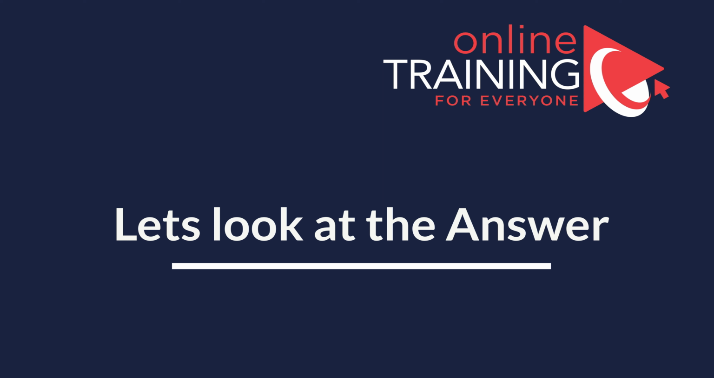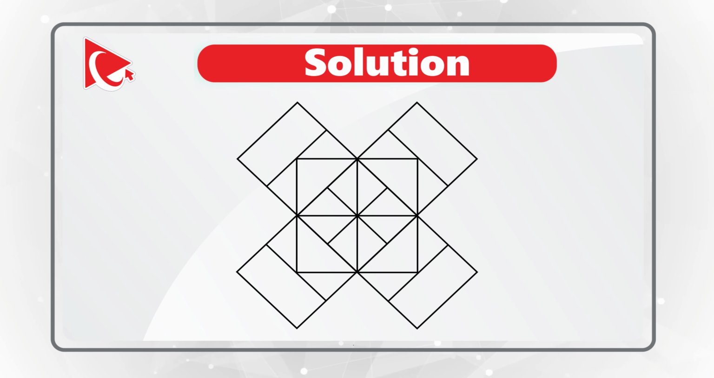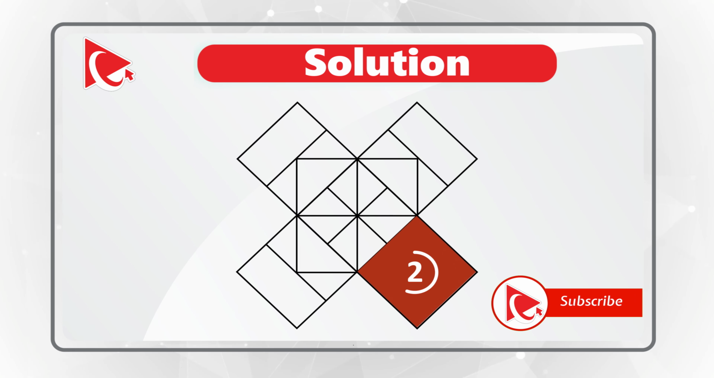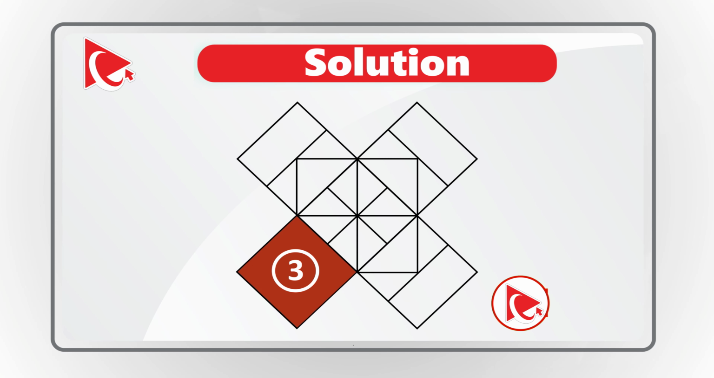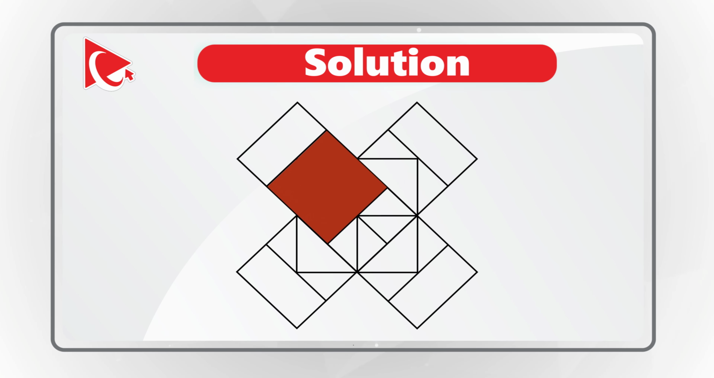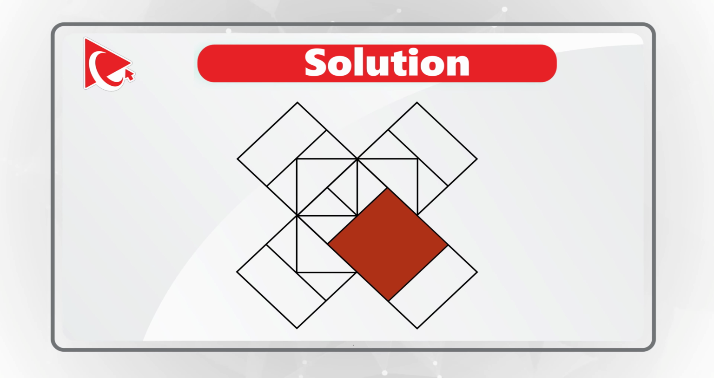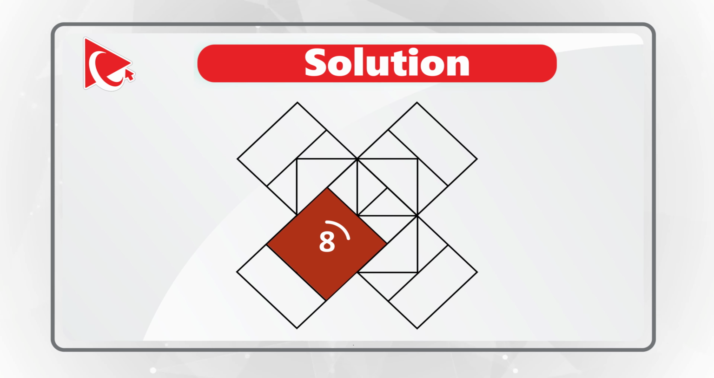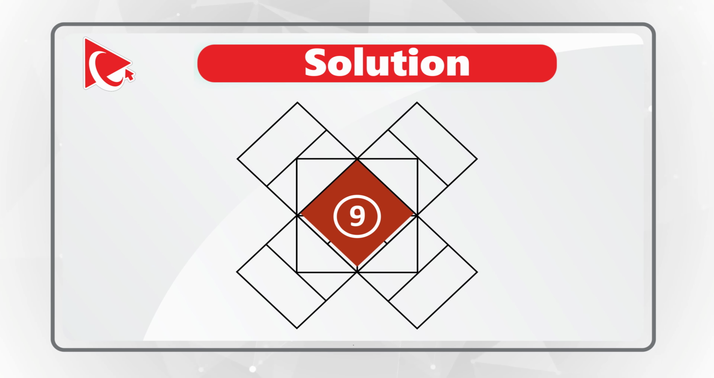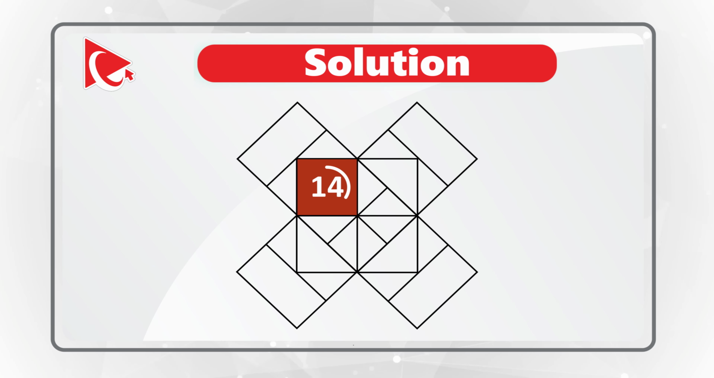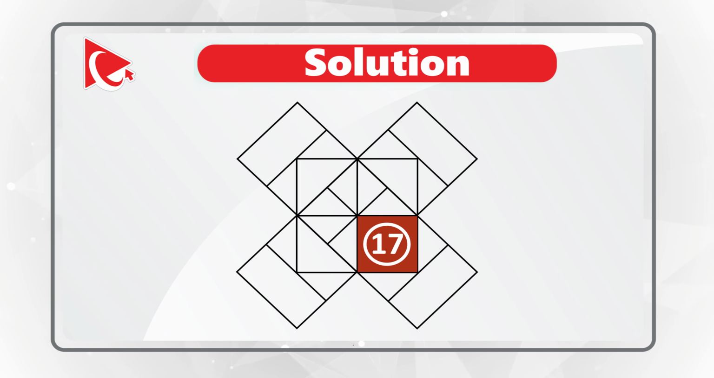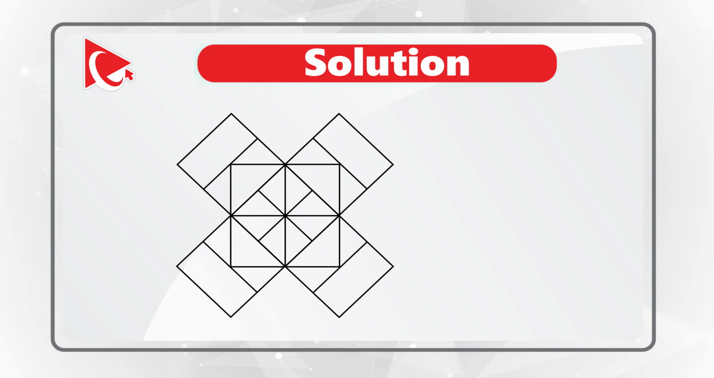I was really impressed, but there are 18 squares in this picture. Let me show them all to you. 1, 2, 3, 4, 5, 6, 7, 8, 9, 10, 11, 12, 13, 14, 15, 16, 17, and 18. Do you see any additional ones?